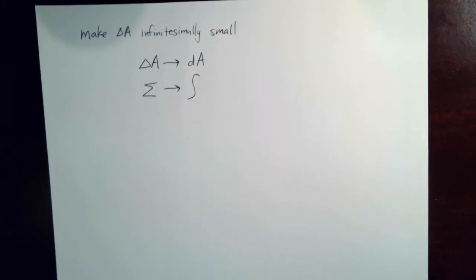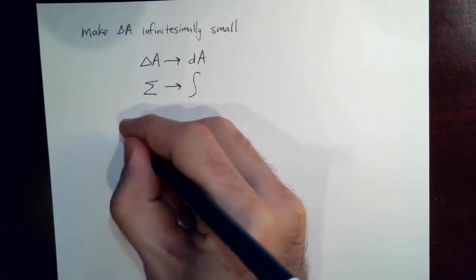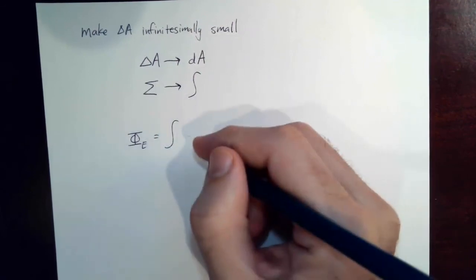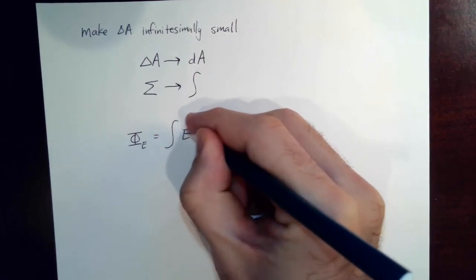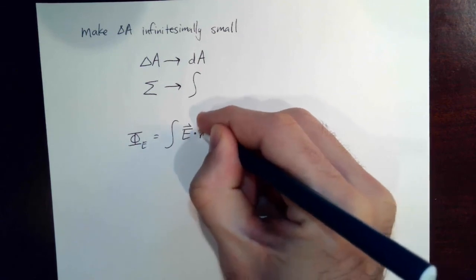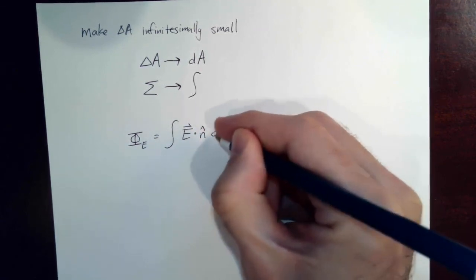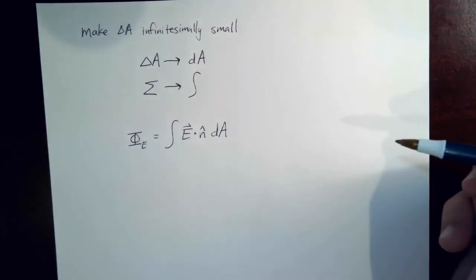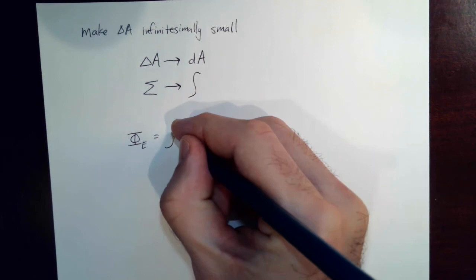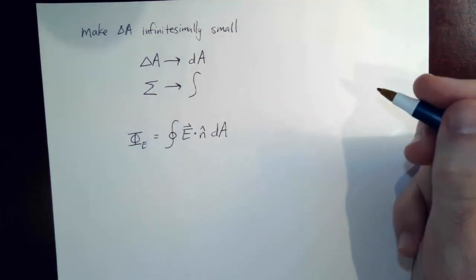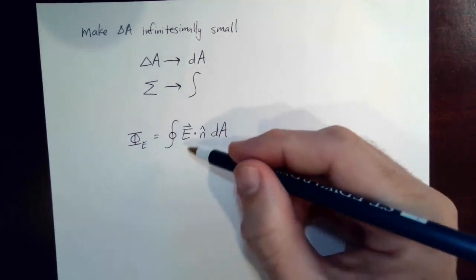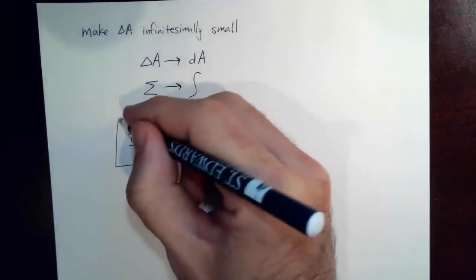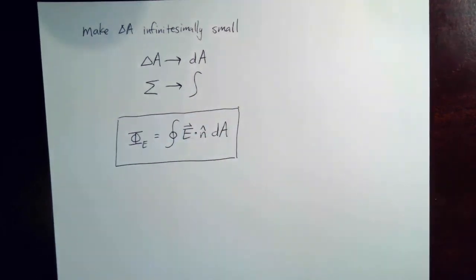All right, so this is the last step. I can write my definition of the electric flux as the integral of E dot n hat dA. This used to be delta A. We made it infinitesimally small. And this is over the whole surface. And this notation, put a circle here, just means over the entire surface, we're going to take this integral. All right, so that is our electric flux.